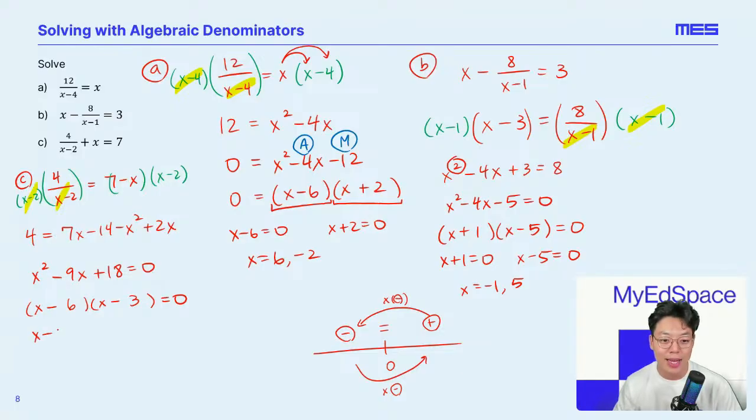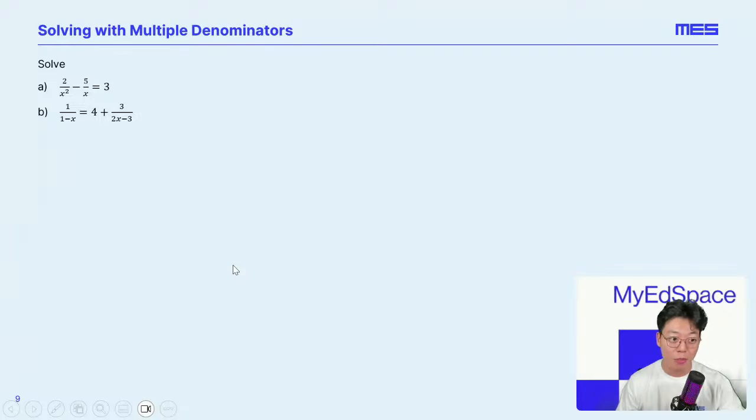And so now we can write x is equal to 0, or sorry, x minus 6 is equal to 0, or x minus 3 can equal 0. So therefore, x is equal to 6 or 3. Boom. That's how we solve these types of problems. Let's keep this going. It gets a little more challenging.